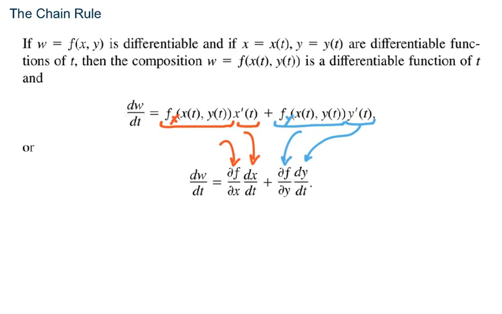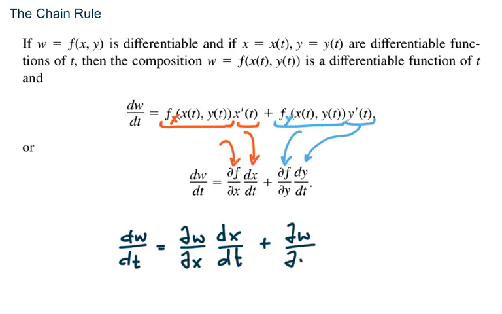We could go so far as to write it with some other notation. We could say dw dt. Instead of f, we could write partial w with respect to x, dx dt, plus partial w with respect to y, dy dt. So these three notations, they all mean the same thing.